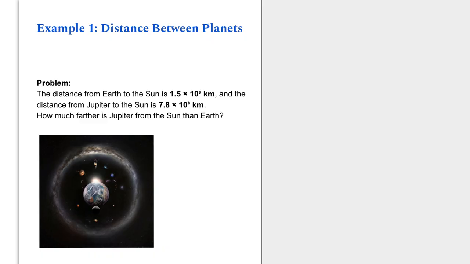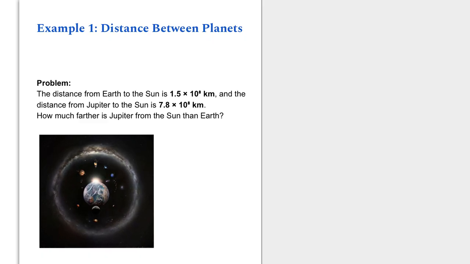So when you deal with numbers that have dozens of zeros, scientists use scientific notation to keep everything clear and readable. Let's take a look at this example. The distance from Earth to the Sun is 1.5 times 10 to the 8th power kilometers. And the distance from Jupiter to the Sun is 7.1 times 10 to the 8th kilometers. How much further is Jupiter from the Sun than the Earth?